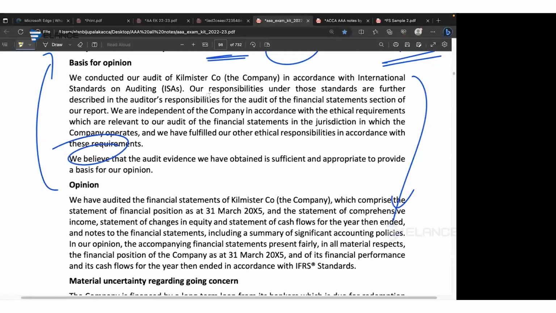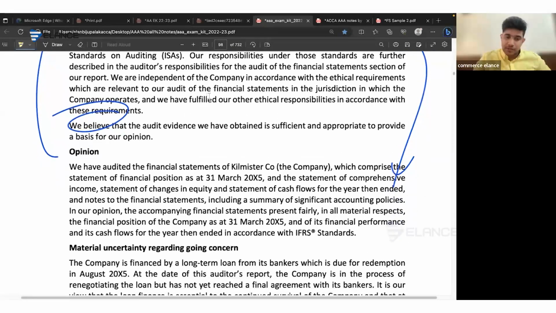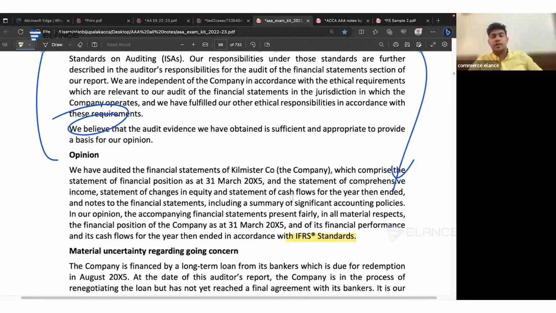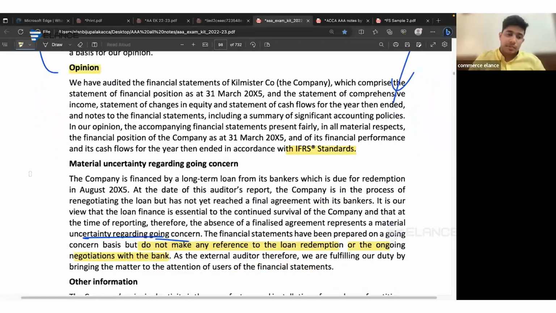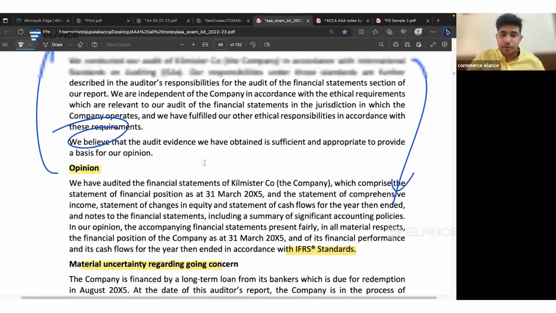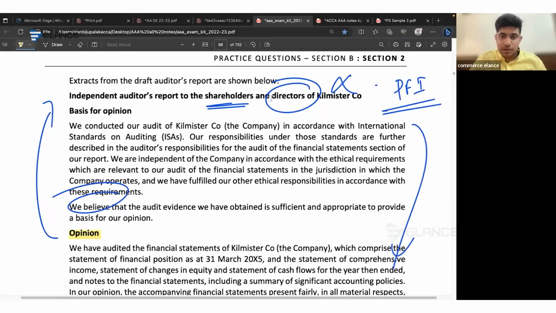IFRS abbreviations. They have used abbreviations, right? They have used abbreviations like IFRS standards, which is somewhat inappropriate. They have to refer to International Financial Reporting Standards itself. Good. So you have mentioned that the opinion is inappropriate. You have mentioned that the material uncertainties usage is inappropriate. Then you have mentioned about the directors. Then is there anything wrong in this paragraph?